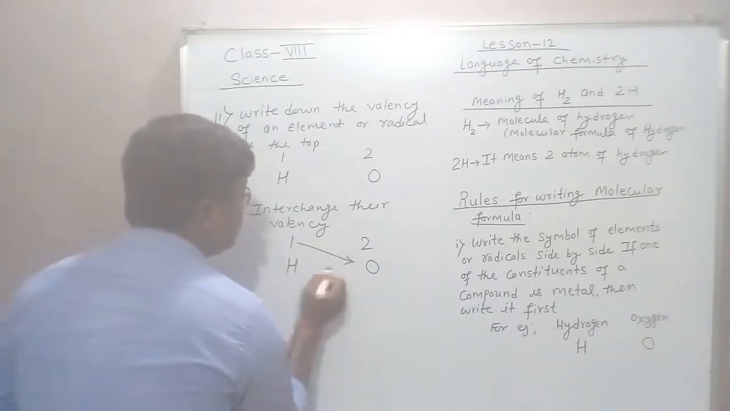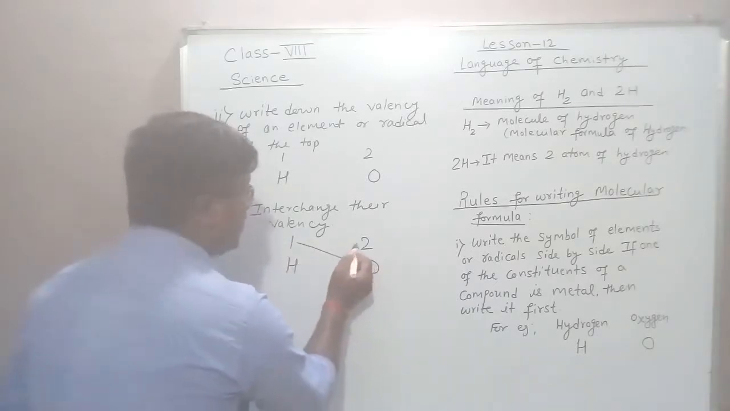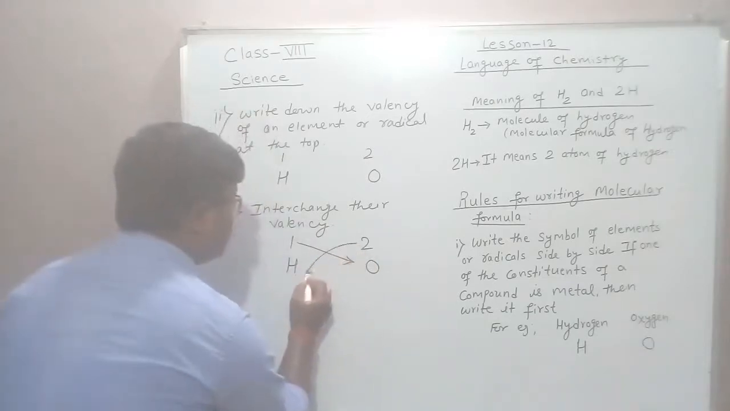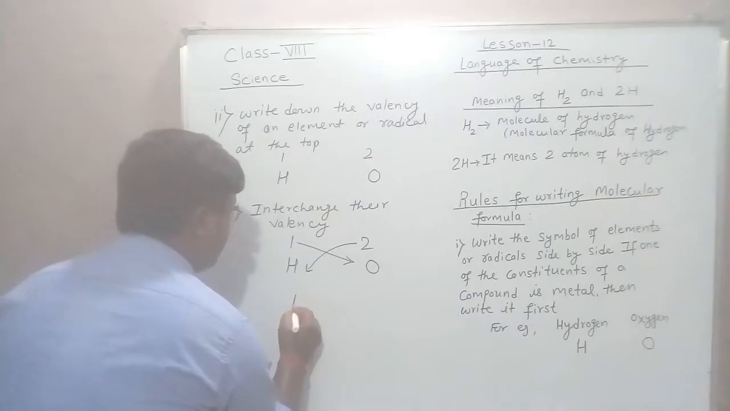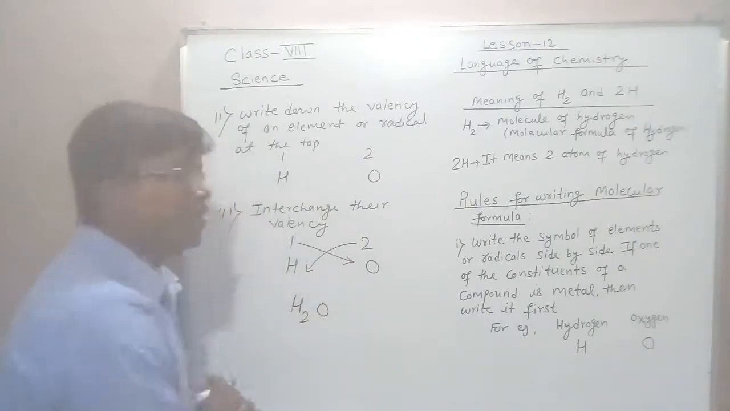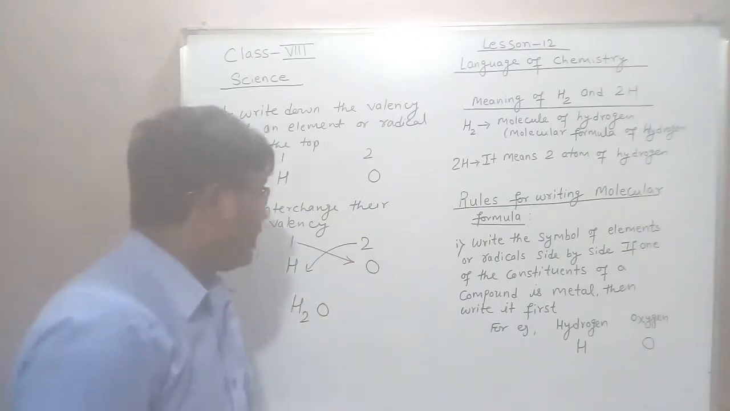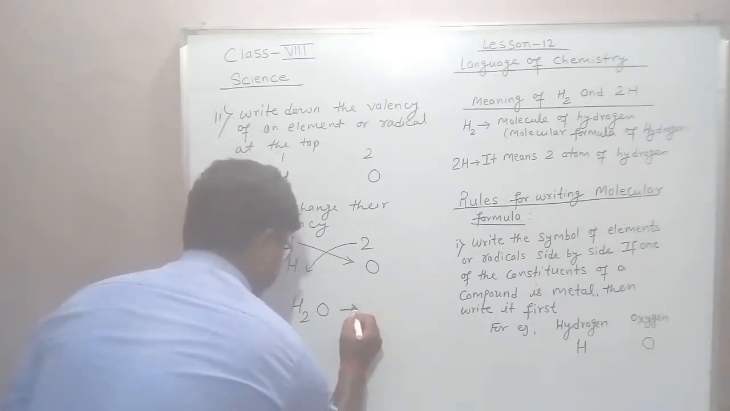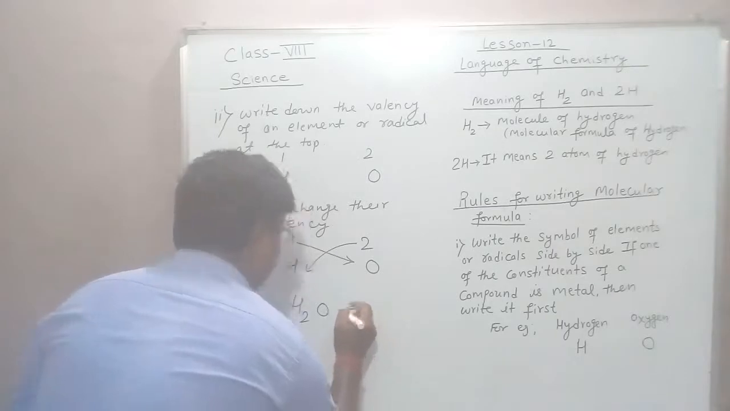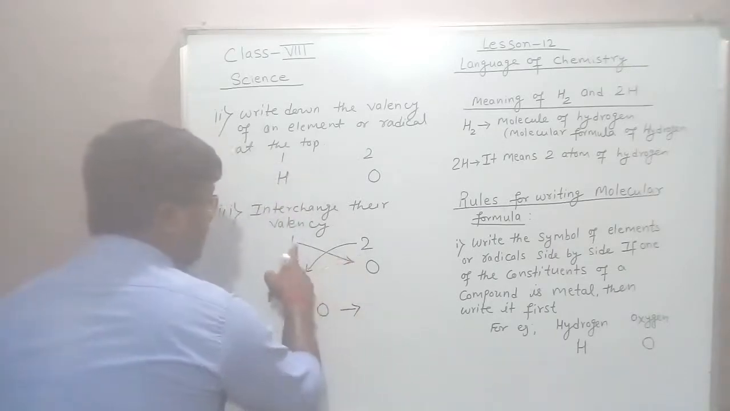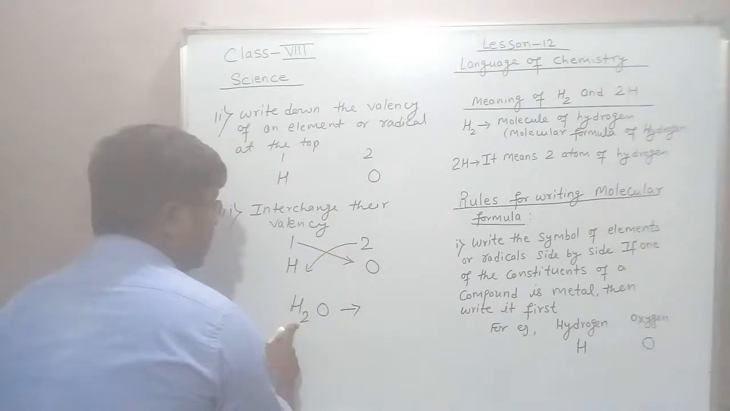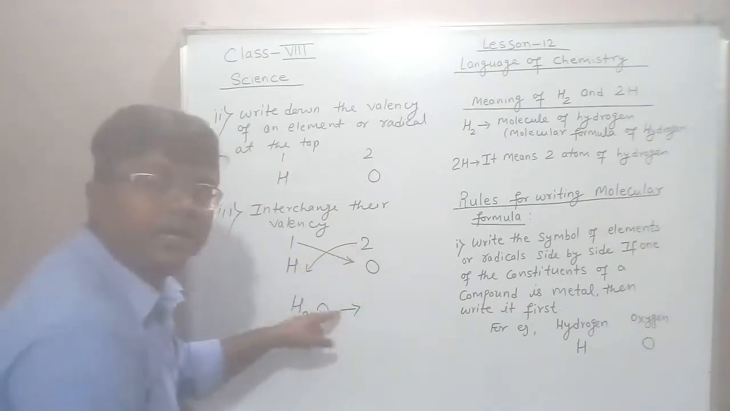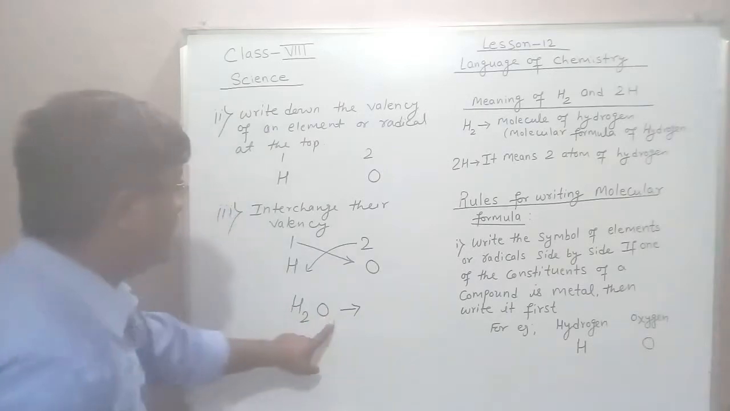So interchange them. This valency of 1 will be taken by oxygen, and this valency of oxygen, that is 2, is taken by hydrogen. So what does it become? H2O. What does H2O mean? This 1 has gone to oxygen and this 2 has gone to hydrogen. Hydrogen has taken this 2 and oxygen has taken this 1. So 1 it will represent, and I am not writing the 1 here.